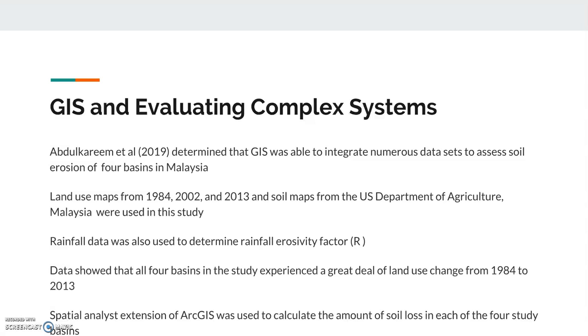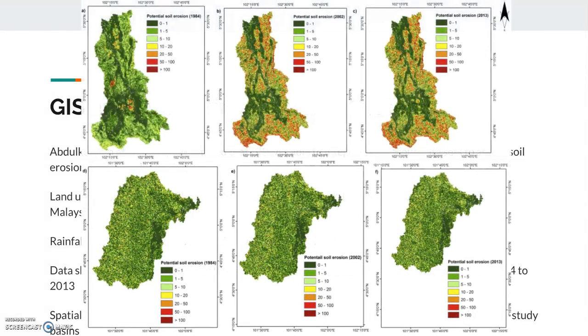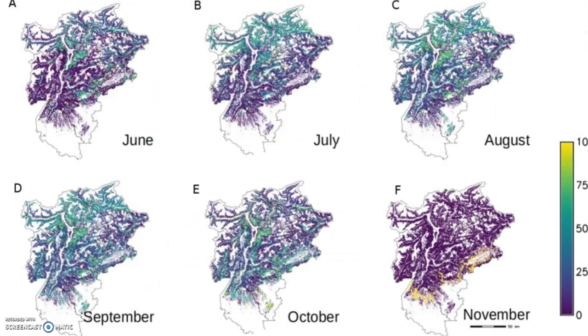They were also able then to use an extension of ArcGIS to calculate the amount of soil loss in each of the different basins. There was a lot of data involved in this, and so the GIS program was very helpful in generating these maps just to show soil erosion based on all of those different factors.